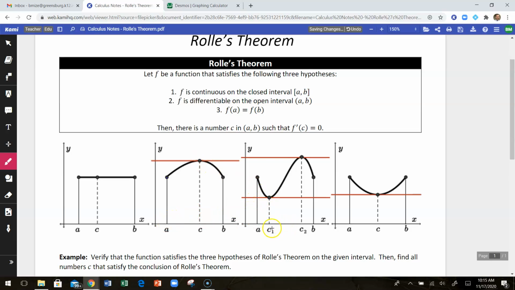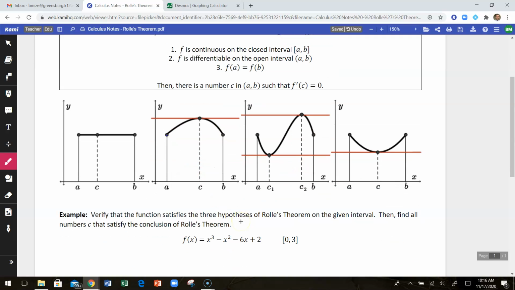And it is possible that there's more than one c value, as you see in this third example. That happens twice. But I'm hitting those local max or local minimums, which means I have horizontal tangents at some location in between a and b. Now this first example is just a horizontal line, but then I could have a c value really anywhere in between a and b, where I would have a horizontal tangent. So that's the idea of Rolle's theorem.